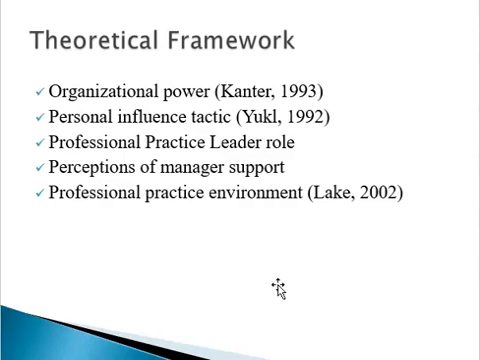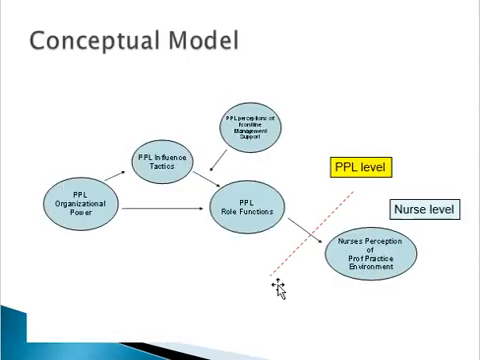And then we drew on the Magnet Hospital work and the work of Eileen Lake on the professional practice environment, where she's developed a tool that looks at the key indicators of what constitutes an optimal professional practice environment for nurses. So there's the theoretical framework. That gives me some evidence-based paths to take to start to look at the different relationships. So again, here's the model back again.